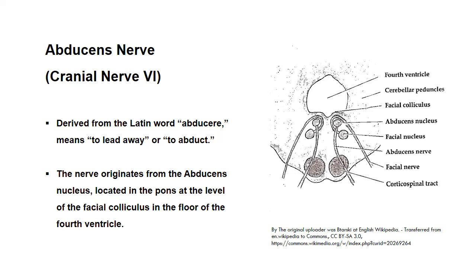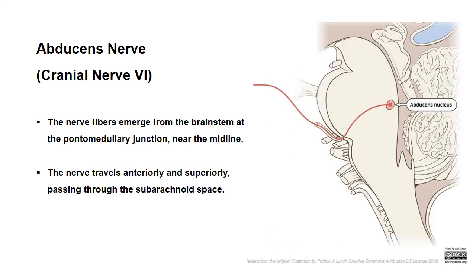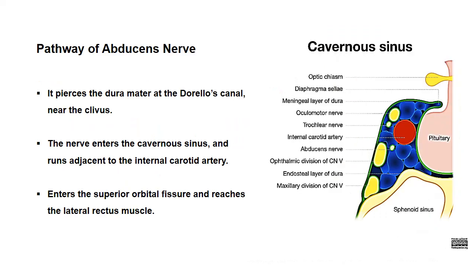The abducens nerve originates from the abducens nucleus, located in the pons at the level of the facial colliculus in the floor of the fourth ventricle. The nerve fibers emerge from the brainstem at the pontomedullary junction near the midline. After emerging from the brainstem, the nerve travels anteriorly and superiorly, passing through the subarachnoid space. It then ascends and pierces the dura mater at the Dorello's canal near the clivus.